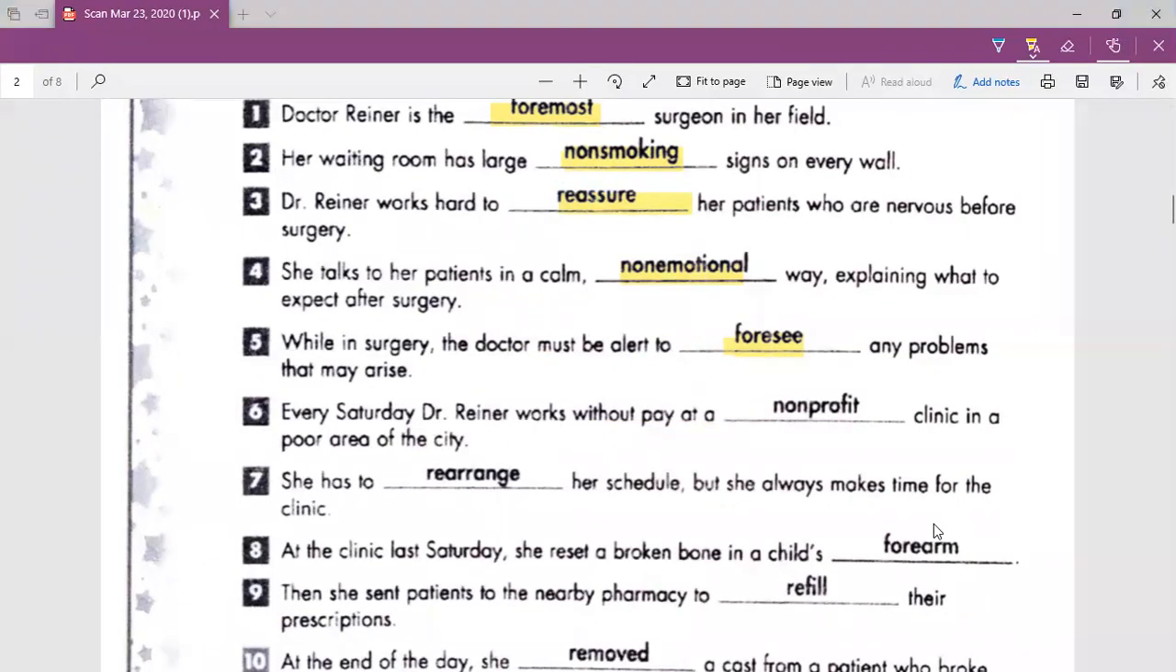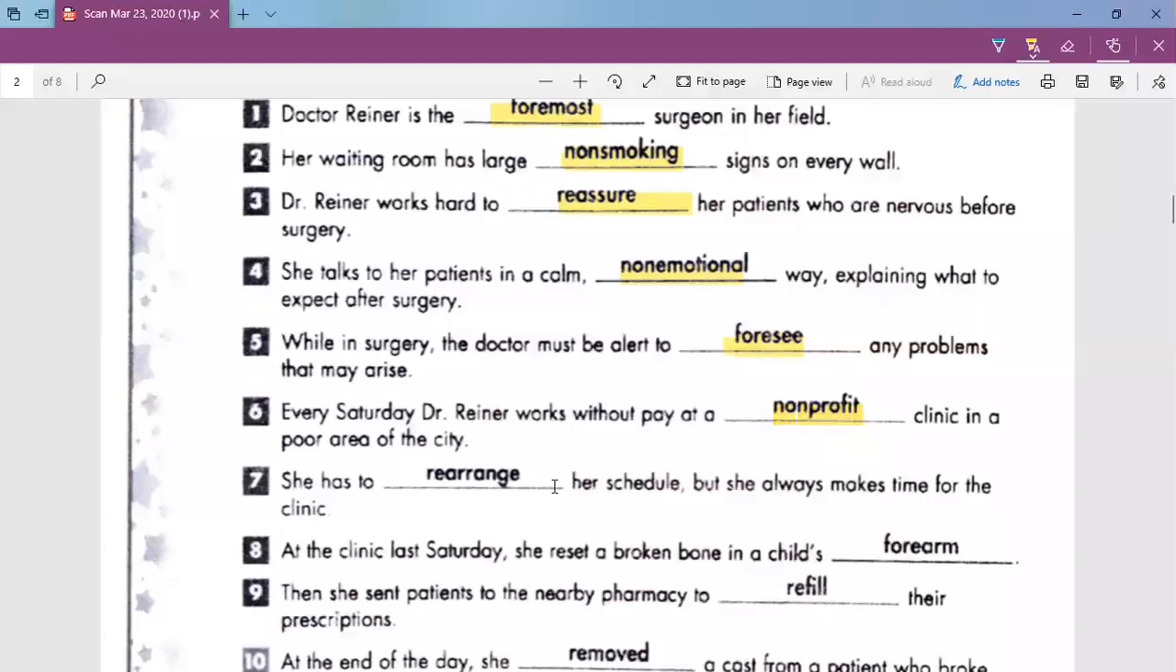All right. Okay, Marlon, go ahead and read. Okay, let me see someone else. Harold, go ahead and read number 6. Every Saturday, Dr. Renner worked without pay at a non-profit in a poor area of the city. Okay, it's going to be non-profit. Go ahead and fix it if you don't have it correct, okay?